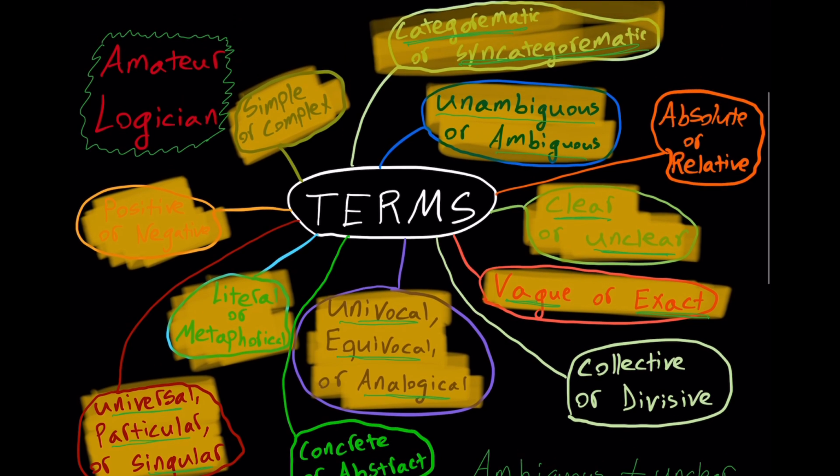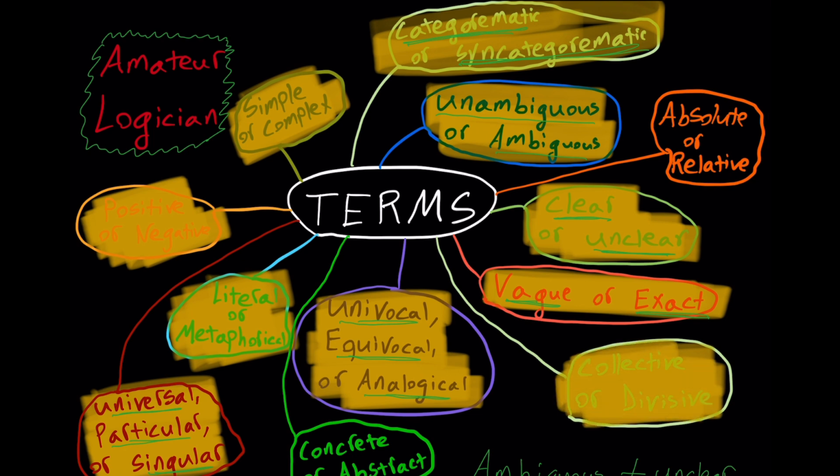Tenth, we have collective or divisive terms. Collective terms refer to a group as a whole in a way that considers attributes of that whole. For example, if you say, this team is the best, you're using the team in a collective sense. The statement, this team is the best, doesn't necessarily mean that every member of the team is the best, but only that the team as a collective, as a whole, is the best. In contrast, when you declare that all men are mortal, the term men is divisive because each and every individual man is being referred to.